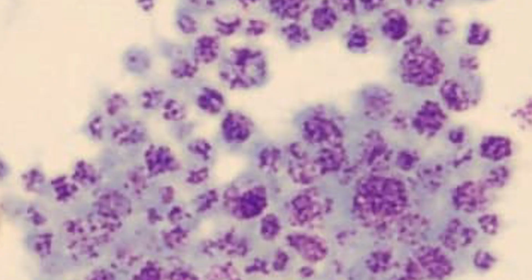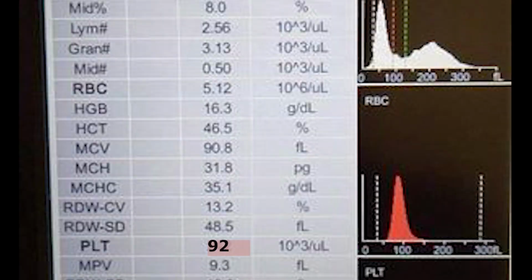Lab diagnosis, platelet count. As more clots are formed in the body, platelets are trapped in the clot, so the platelet count is decreased below 1 lakh per cubic millimeter. Platelet count may be normal in chronic DIC.